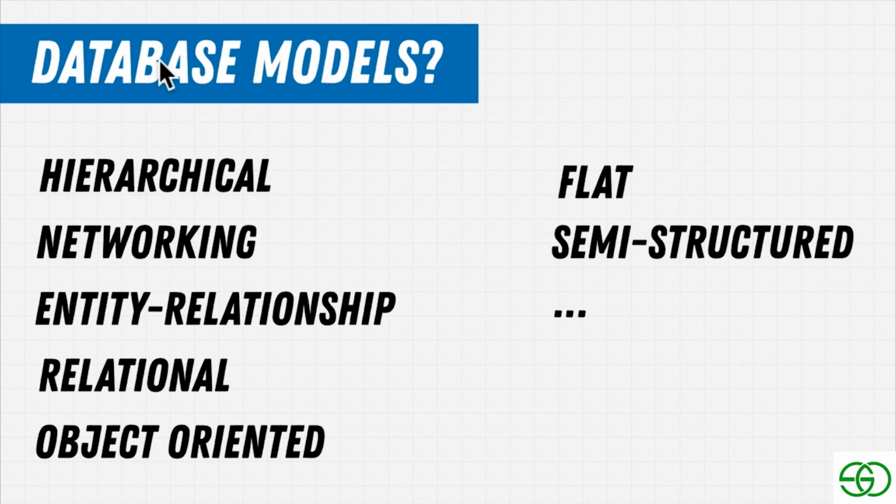All right, so database models. This is something we've seen come back again and again. And in essence, a database model is nothing more than a way to organize and store your data. But it also does so much more than that. That core definition explains only a portion of what's going on here. And there are many, many database models out there. To list some here, you have hierarchical, networking, entity relationship, relational, object-oriented, flat, semi-structured, etc. There are many, many models out there that you can use.